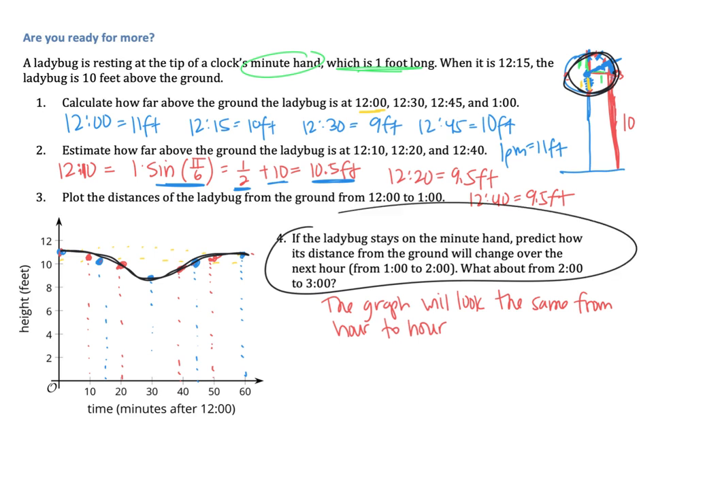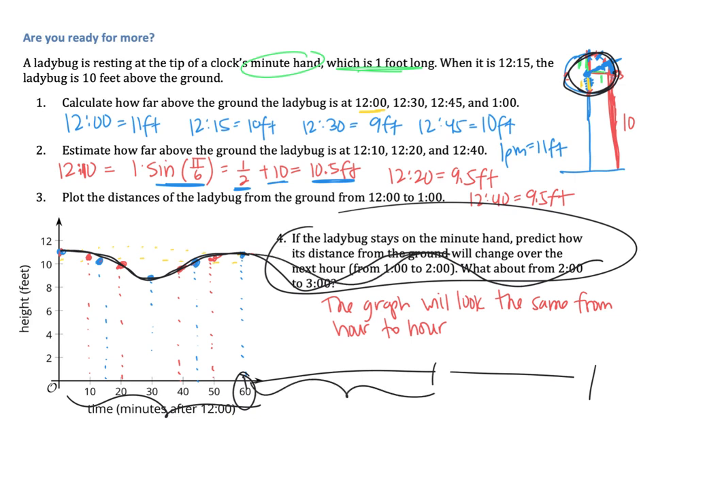So if the ladybug stays on the minute hand, how will the graph change, or what will happen? Well, it'll just keep going, right? So it'll be from hour to the next hour to the next hour. So your period is that hour, one length, 60 minutes. And then you would see another of the same exact graph from the maximum to the minimum to the maximum over the next hour, another 60 minutes, and then another 60 minutes. You would see the same thing. So there you have it.